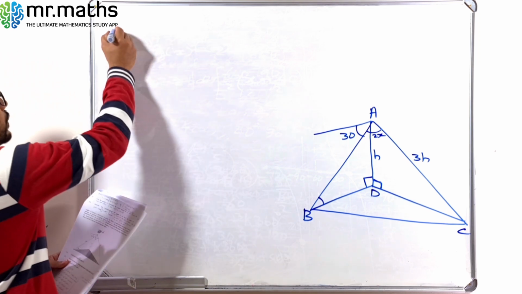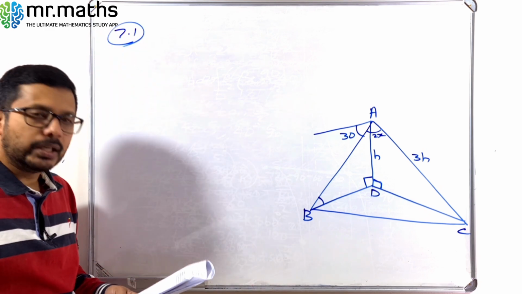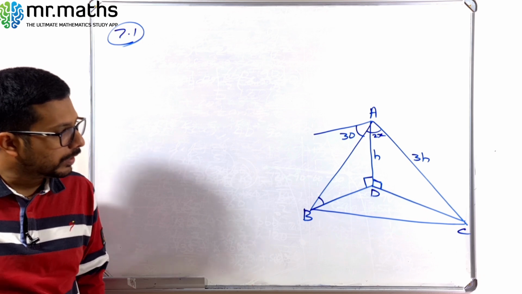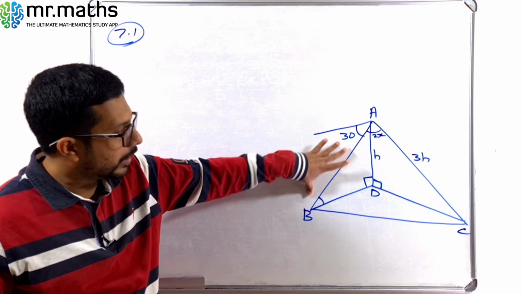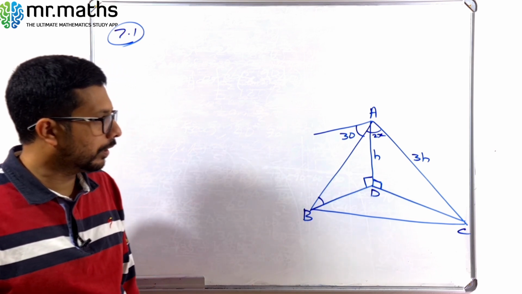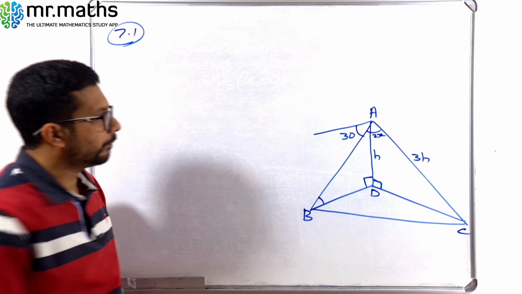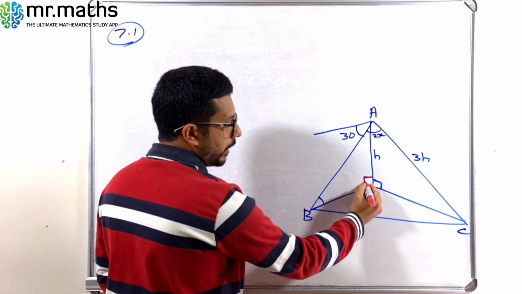7.1. Determine the distance AB in terms of h. You have to find the distance AB. Where is AB? This one. Distance AB in terms of h. So here, look at these two lines. Here the helicopter is flying, and look at this one. This angle is 90 degrees.